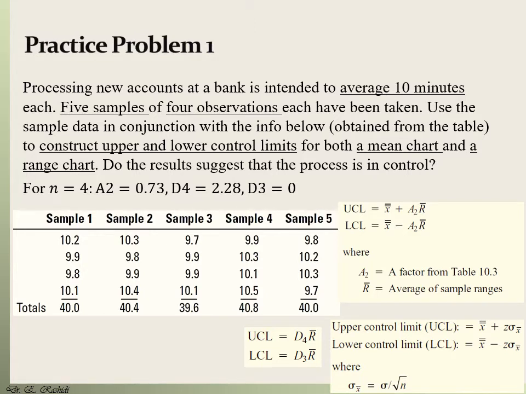For n equal to 4, that means we have 4 observations in each sample, and we have 5 samples here. A2 is given for you, the coefficients in the formula for n equal to 4, and D3 and D4 also are given. You have the table here as well, and you also have the formulas. So please pause, work on this problem, and then after you are done, come back to see the solution.